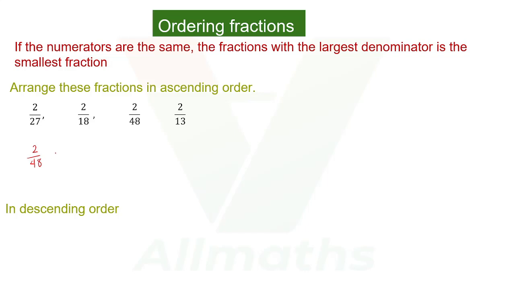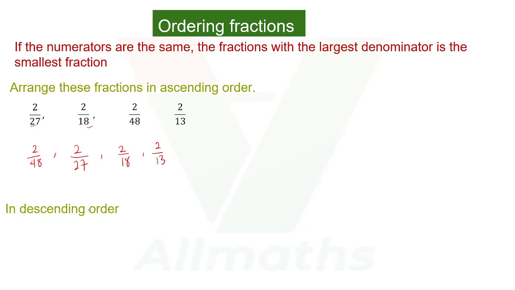So arranging this in ascending order, we have 2/48, followed by the next, 2/27, followed by 2/18, and the last, 2/13, which happens to be the biggest.